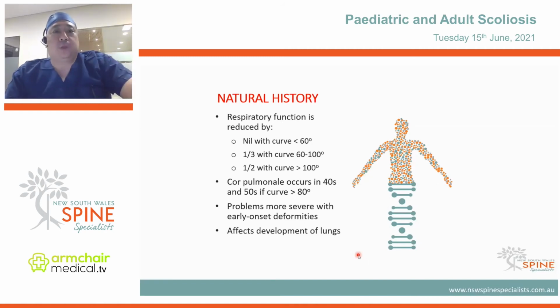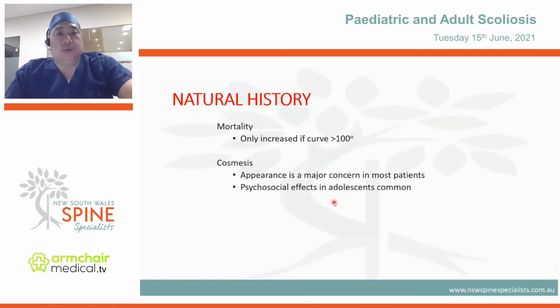Natural history with respiratory function is that if you have less than a 60 degree thoracic curve, then usually you don't have a problem in terms of lung function. However, once it gets to 60 and above, then you start to have perhaps down to a third less than your normal lung function. So the curves left in these sort of 100 degree or 80 degree curves, they tend to develop problems later on. So these days we tend not to leave any curves more than 50 degrees and sometimes even 45 degrees. Mortality only occurs if it's really large and more than 100 degrees.